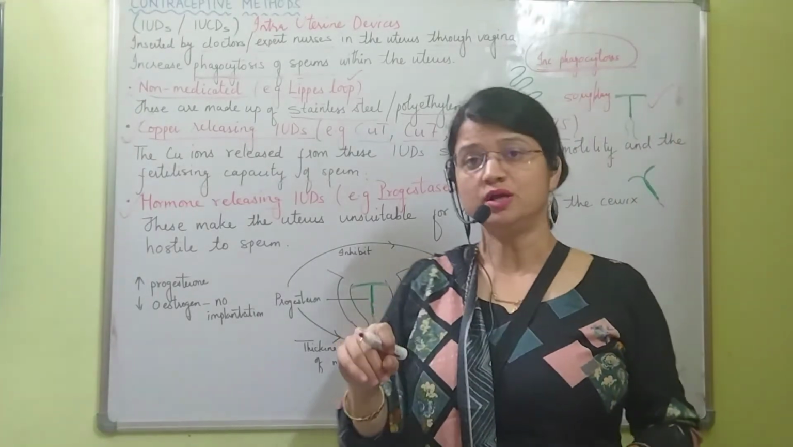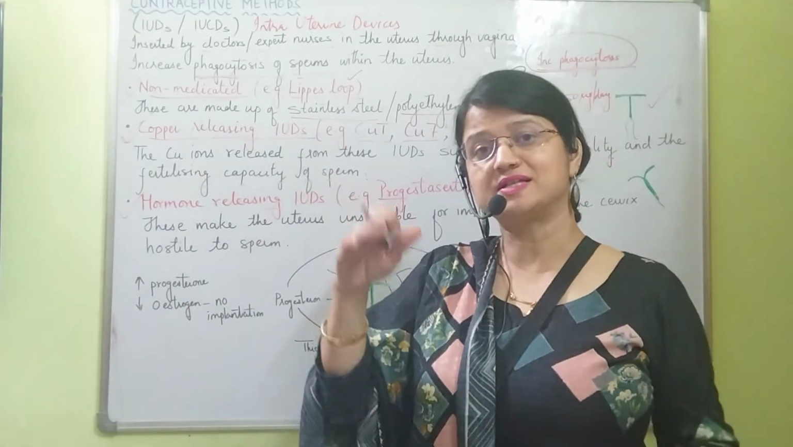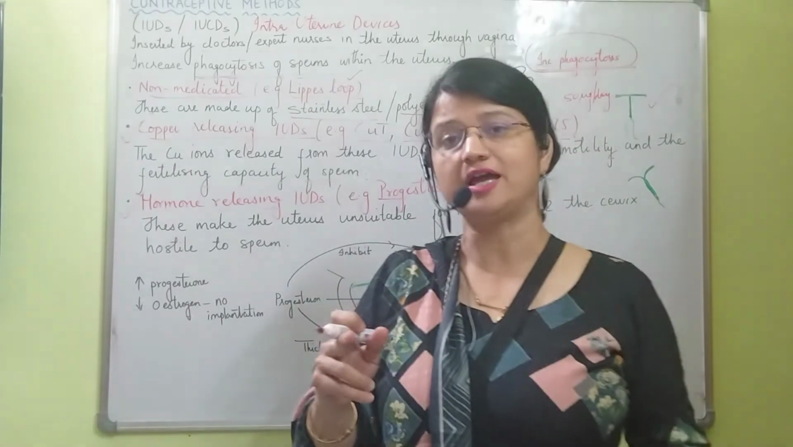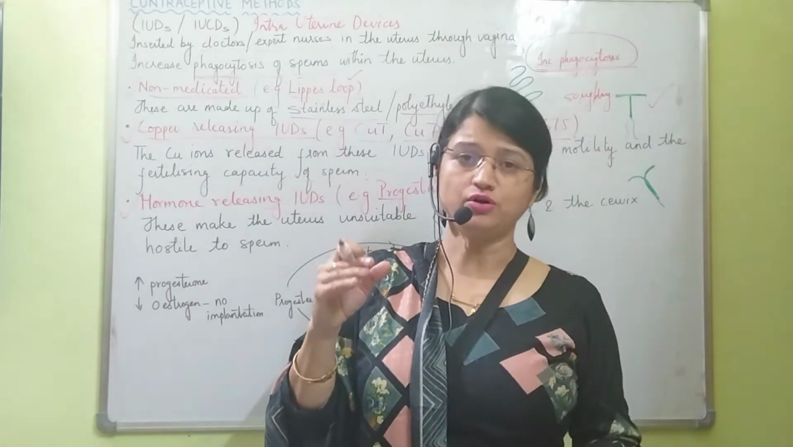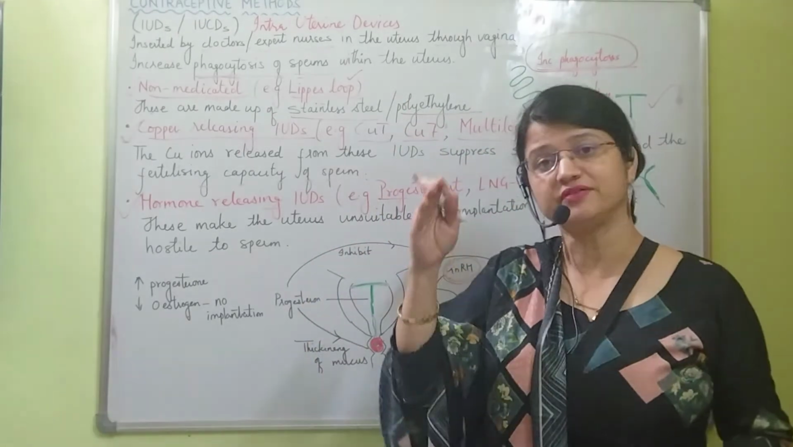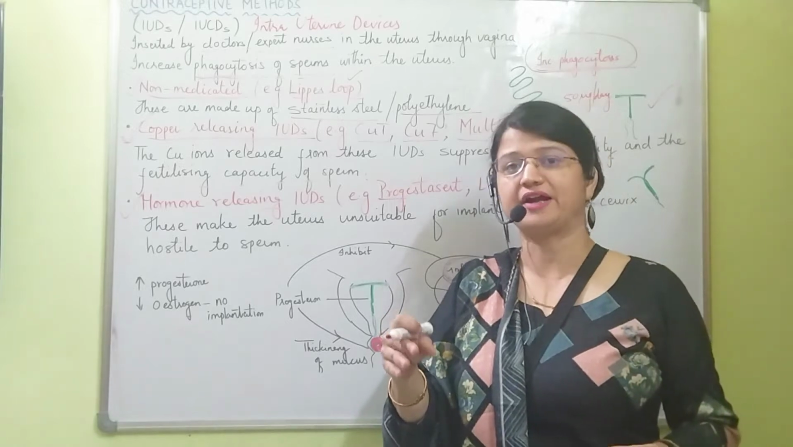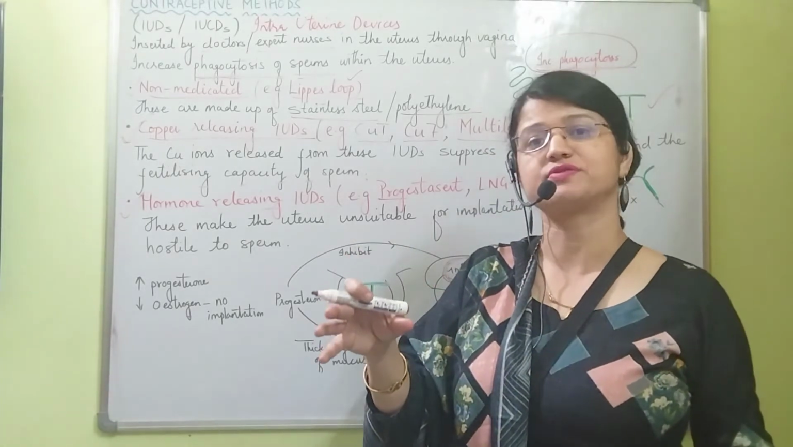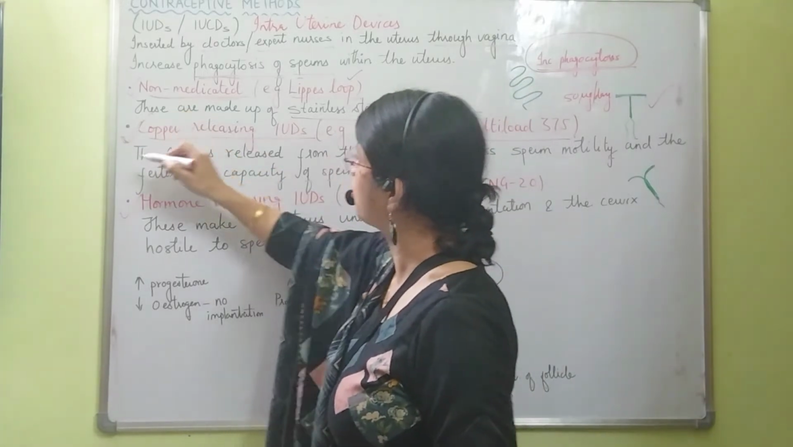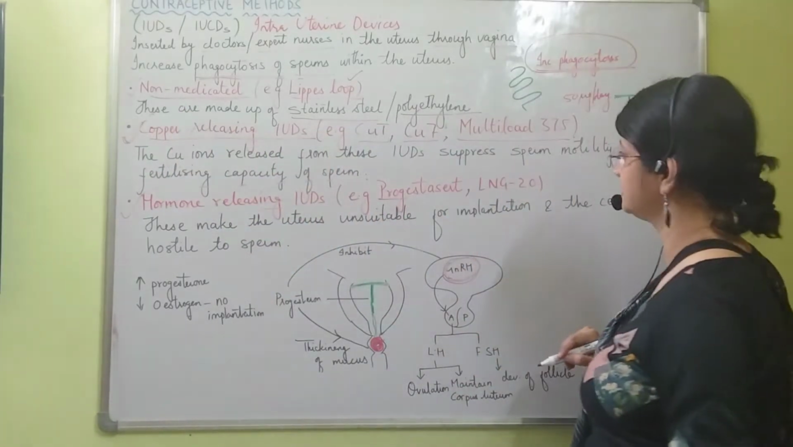Now what do they do? They decrease the sperm motility. First they will decrease the sperm motility, and then they will cause phagocytosis. Clear? They will decrease the sperm motility, and after that phagocytosis of sperm will take place. So this is the function of these copper releasing IUDs.